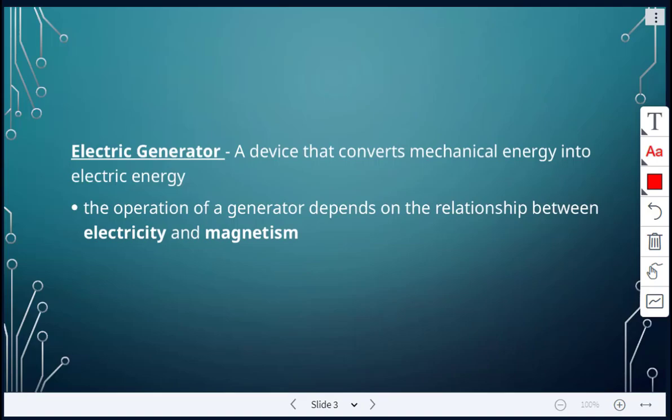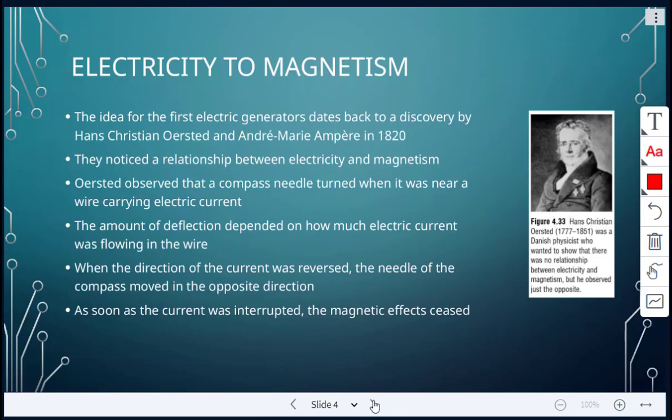An electric generator is a device that will convert mechanical energy into electric energy. And this generator's operation depends on the relationship between electricity and magnetism. So we start with a little bit of history. The idea for the first electric generator dates back to a discovery by Hans Christian Ørsted and Andre Marie Ampere in 1820. So they started to notice this relationship between electricity and magnetism.